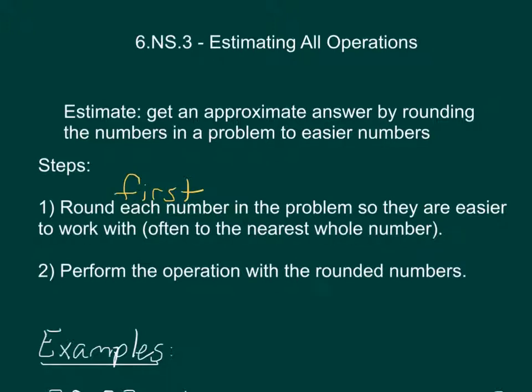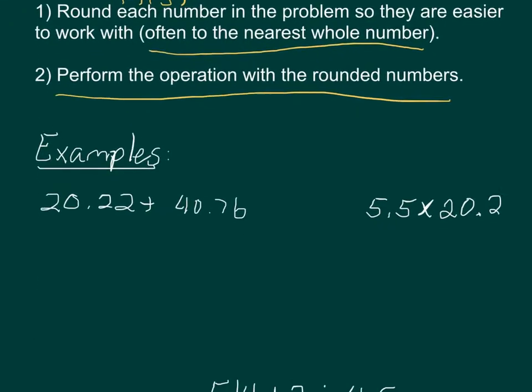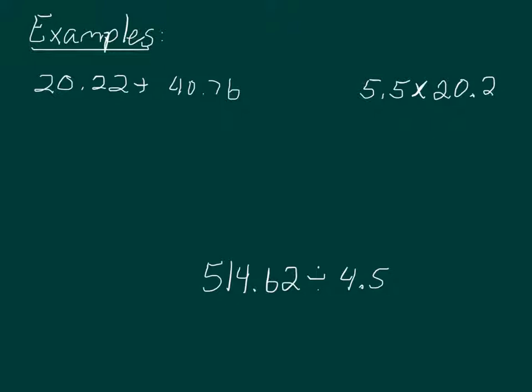So here are the steps. Round each number in the problem so they're easier to work with. Often we're going to round to the nearest whole number. After you round the numbers so that they're easy to work with, then just perform the operation with those rounded numbers. Okay? So let's do 3 examples and then do your classroom example.